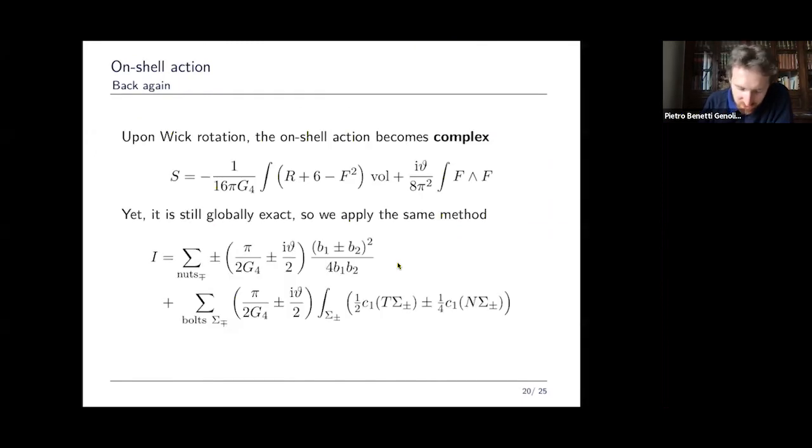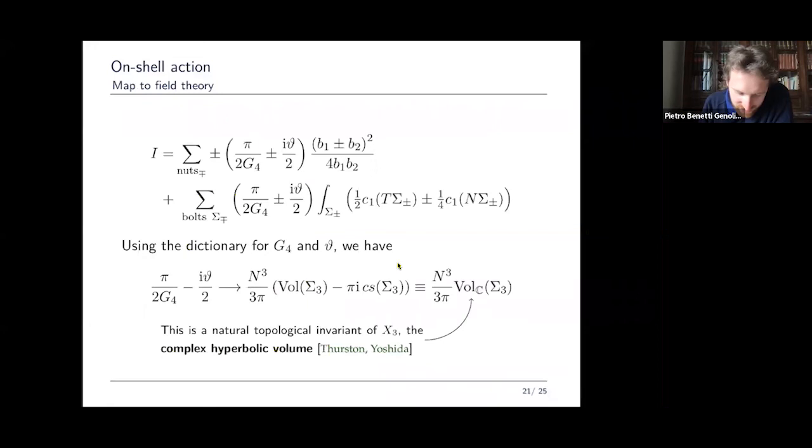This particular combination, pi divided by 2 plus or minus i theta, is not a random combination. It's actually a natural topological invariant of hyperbolic manifolds that is called the complex hyperbolic volume. So I thought I would talk about this because it's particularly cute and it's geometric, and perhaps the mathematicians would like it. But it's a complex hyperbolic volume, and it had been studied since the 80s.